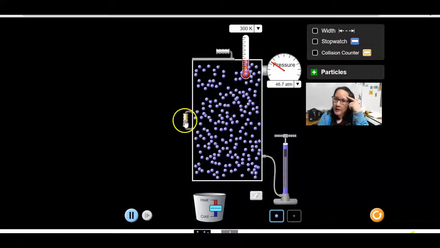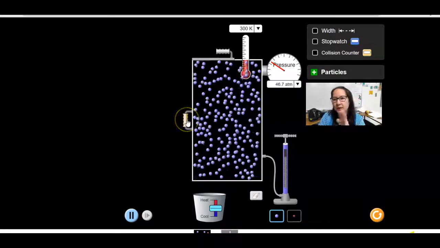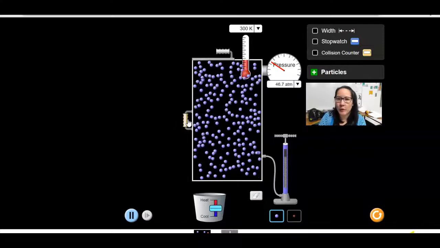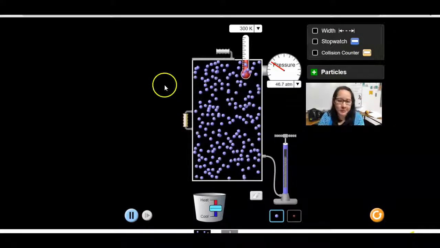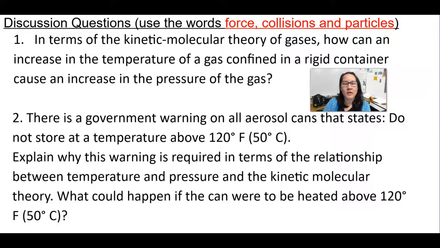So can you guess what would happen if I could reduce the size of a container to 1/4? What would happen to the pressure? So now, given all that you've seen, let's consider 2 discussion questions and talk about them in class. In terms of the kinetic molecular theory of gases, how can an increase in temperature of a gas confined in a rigid container cause an increase in the pressure of the gas inside of that container?